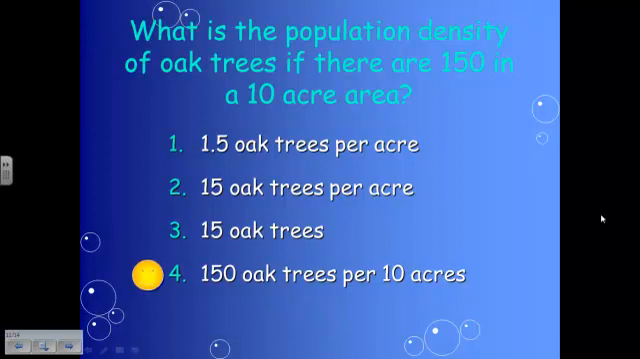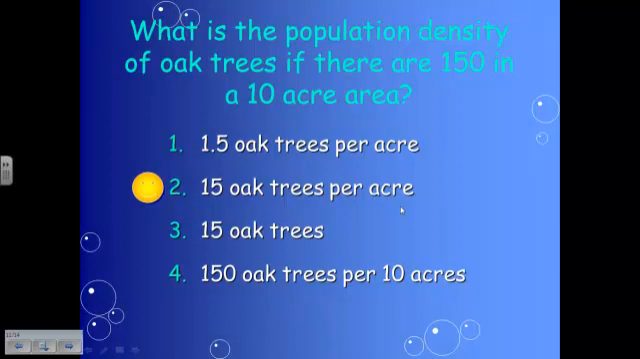And there you go, 15 oak trees per acre. Because here we have 10 acres, and for population density, we divide the number of species by the area. As all of these options are giving you per acre, and that's what we're focusing on, how many per acre, we come to 15 oak trees per acre.